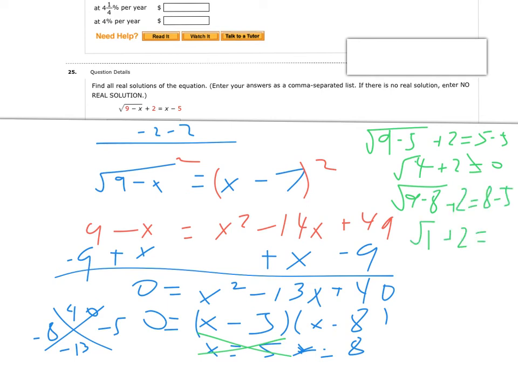Square root of 1 plus 2 equals 3. So 3 equals 3. That one does check out. So 8 would be the only answer there.